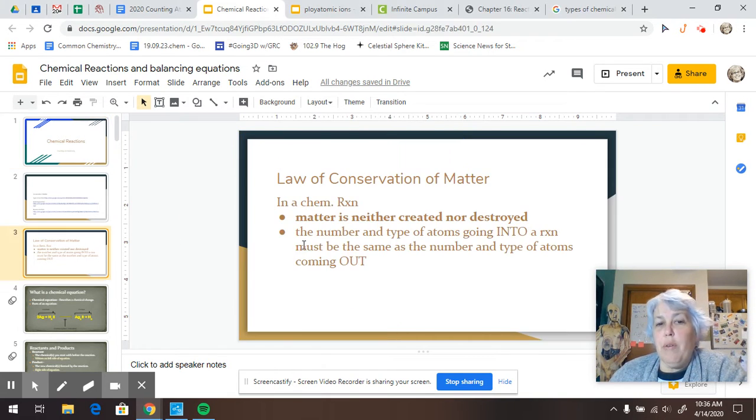When we balance a chemical reaction, we are following the law of conservation of matter or mass, meaning you can't magically make something or magically make something disappear. So the number and type of atoms that go into a reaction also have to come out.